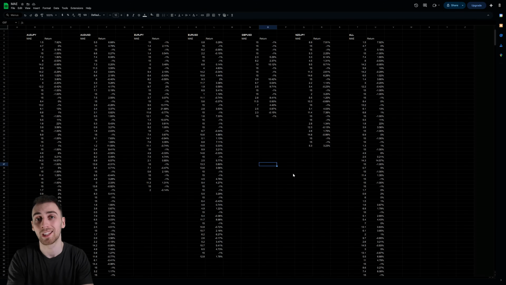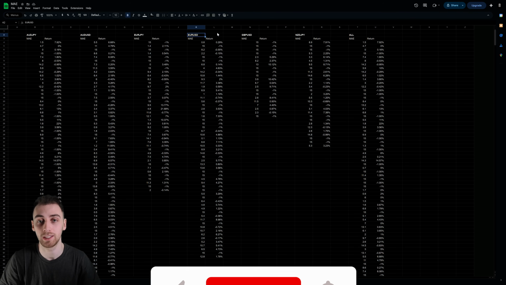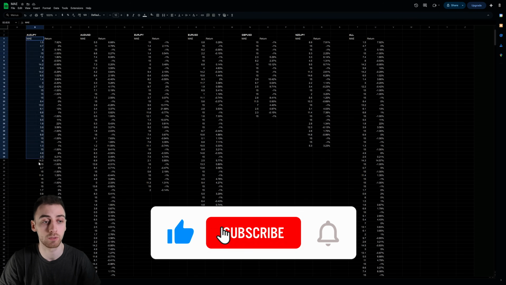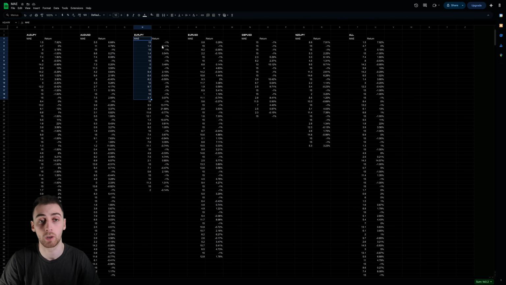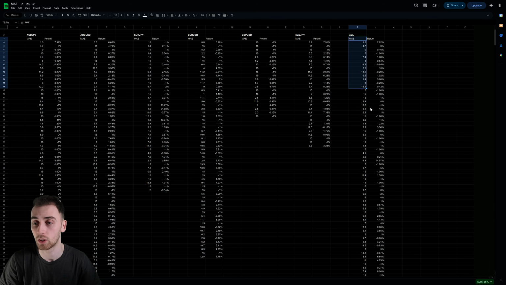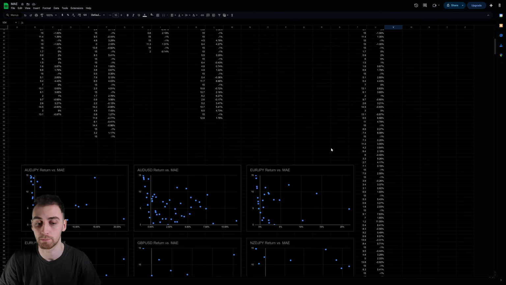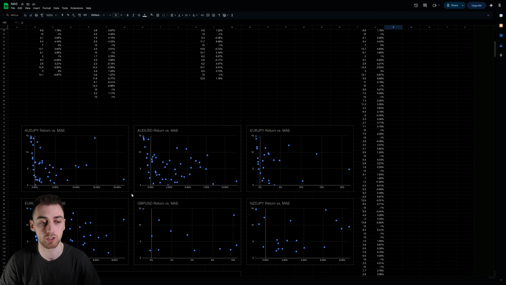So now what I've done is I've exported all of my MAE and return data for all the pairs that I trade. So I've got AJ, AU, EJ, EU, GU, and NJ, and I've got the MAE and the return for each one. So I just went into my Notion where I journal my trades and where I backtest my trades, and I exported this. And then I've also got a long list here of all my trades combined. So I've got these 6 charts here and another chart here. And you can see I've got MAE up the left and return along the bottom.